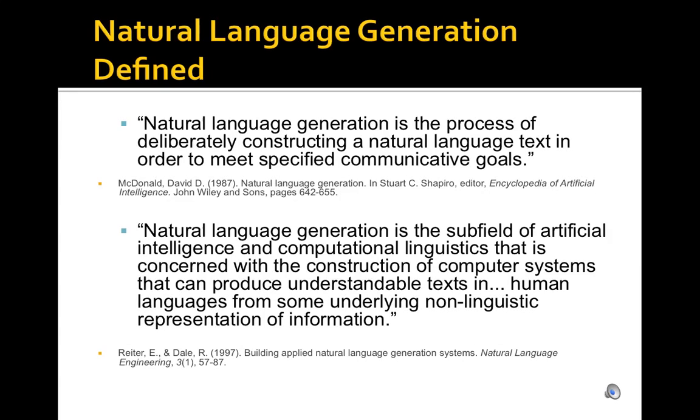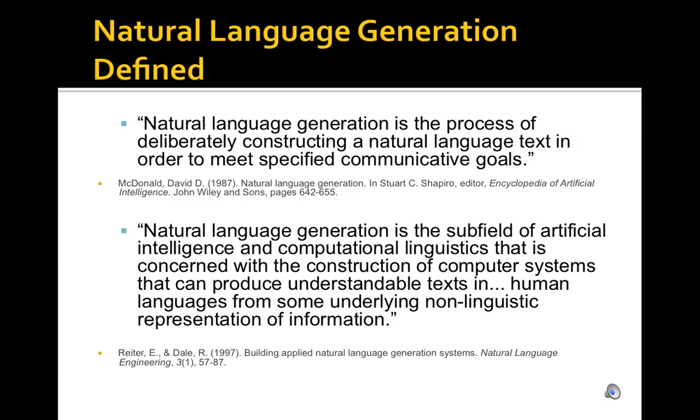Two definitions of natural language generation that have stood the test of time are provided here, each with their own emphasis. McDonald's 1987 definition: natural language generation is the process of deliberately constructing a natural language text in order to meet specified communicative goals. Very succinctly, it emphasizes the deliberate construction of text rather than just standalone sentences.